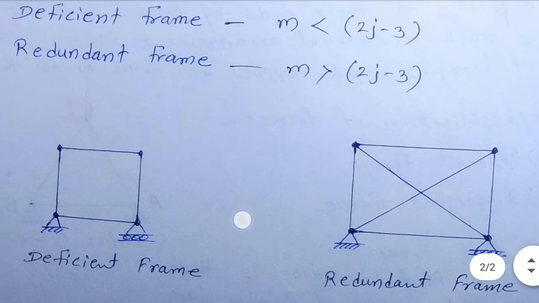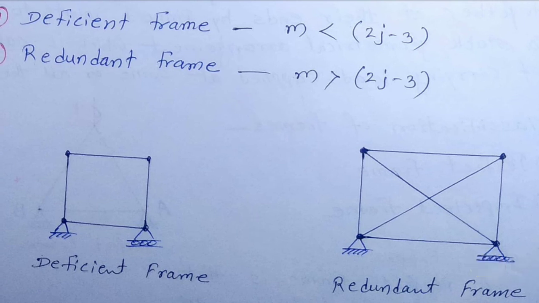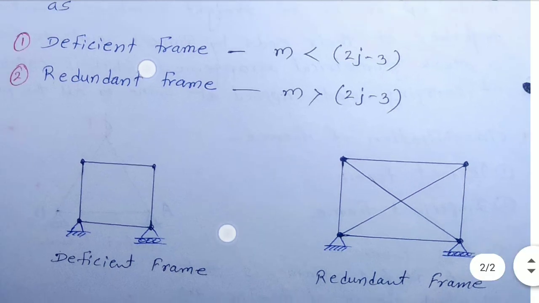Now the redundant frame: m is greater than 2j minus 3. Here the number of members is 1, 2, 3, 4, and 2 are the diagonals, so 6, and only 4 joints are there, so 2 multiplied by 4 minus 3 is 5. So m is 6, which is greater than 2j minus 3, so it comes under the redundant frame.